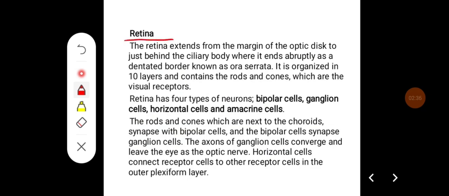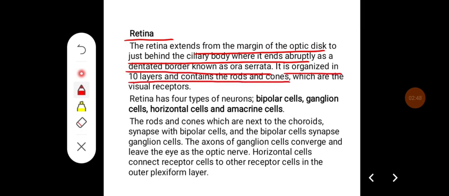Coming to retina, the retina extends from the margin of the optic disc to just behind the ciliary body, where it ends abruptly as a dentated border known as ora serrata. It is organized in 10 layers and contains rods and cones, which are visual receptors.